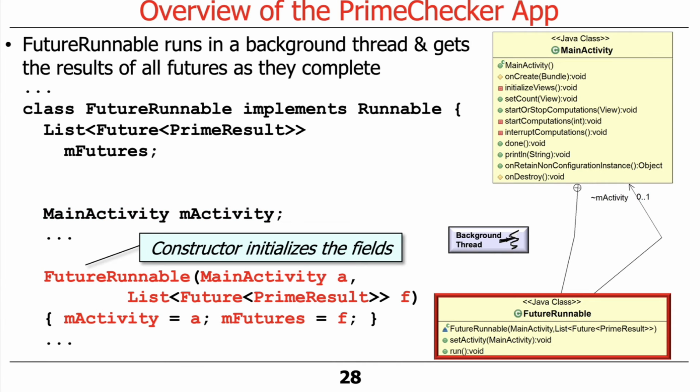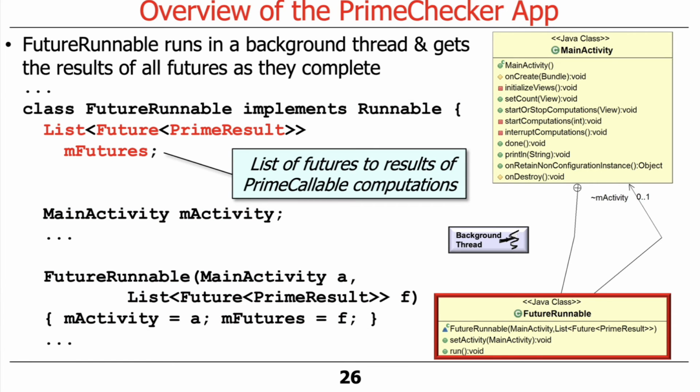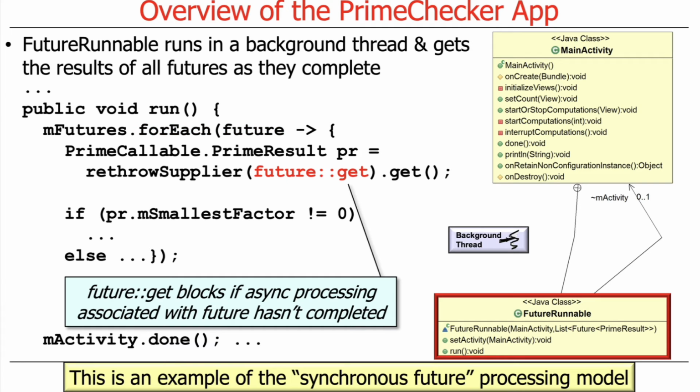The constructor initializes the list of futures in the main activity. And then here's the run hook method. Of course, a hook method is something that gets called back. It's a virtual method. It gets called back by the thread that's running the runnable. And what we do here is for each future in our list of futures, so remember we have a list of futures here, mFutures. For each future, we're going to do some really cool magic. This is very, very, very cool stuff. I'll break it down because it's not entirely clear at first glance what the heck is going on, but it's really cool.